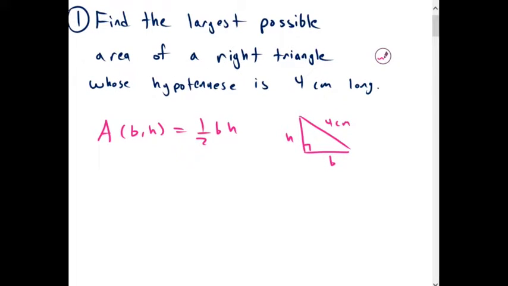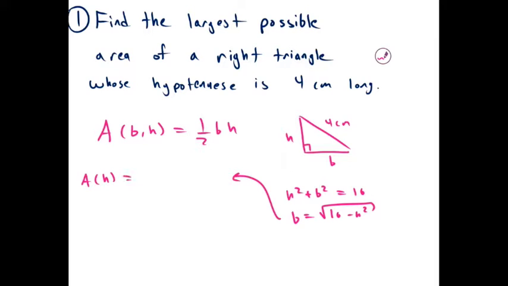By the Pythagorean theorem, we know that h squared plus b squared equals 4 squared, which is 16. So if we solve for b, we get that b equals the square root of 16 minus h squared. Now we can plug this into our area to get area in terms of just the height. So area is 1/2 h times the square root of 16 minus h squared.